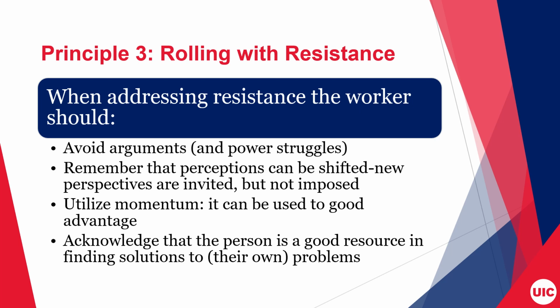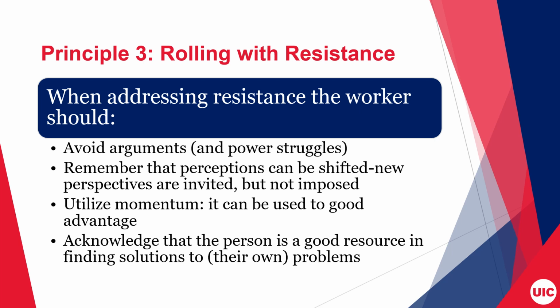When a member demonstrates resistance, the worker should keep a few things in mind. Rolling with resistance involves avoiding arguments and power struggles. Building an adversarial relationship with the member is unlikely to have a positive long-term outcome. Part of self-efficacy is helping the member understand that they are in control of their lives. Arguing with them can work against that. Perceptions are often able to be shifted, but staff cannot impose a new viewpoint on the member. A member has to want to see things differently in order to be open to a new perspective.